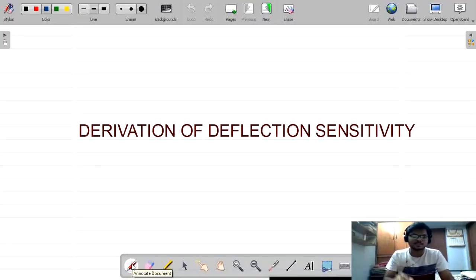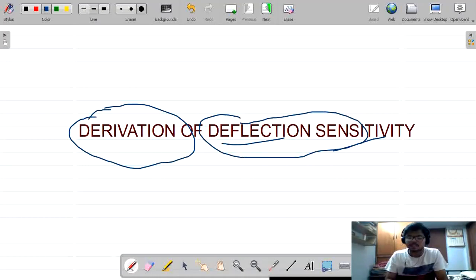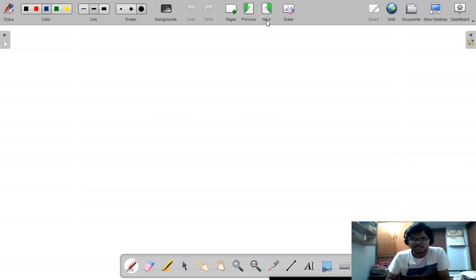Okay, guys, now we are going to study the derivation of deflection sensitivity. We are going to derive the parameter called deflection sensitivity. Now we will observe what deflection sensitivity is and how it occurs.